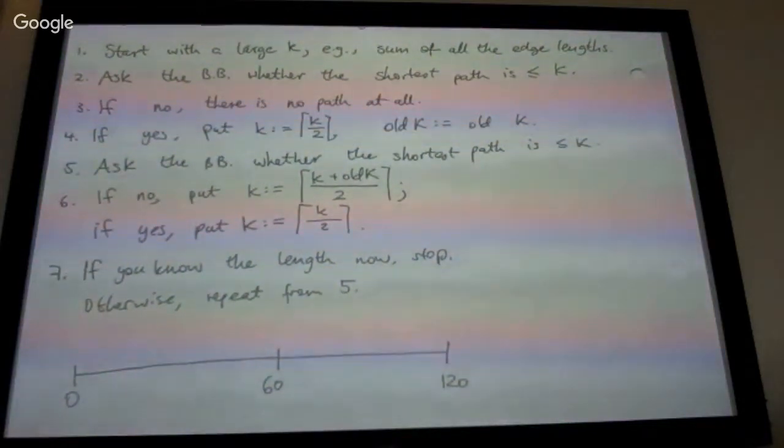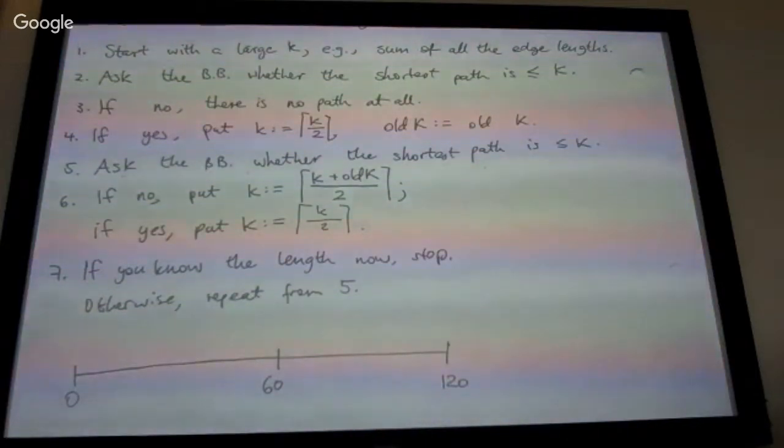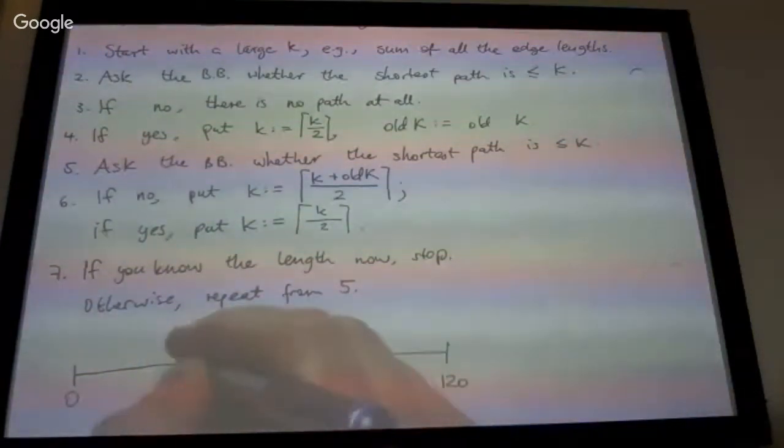You don't divide it by half, but divide by 2. So you divide the interval in half where you know the value is. You ask about 60. Is it no more than 60? And I say, yeah, it's no more than 60. Okay, so the algorithm tells you to divide again.